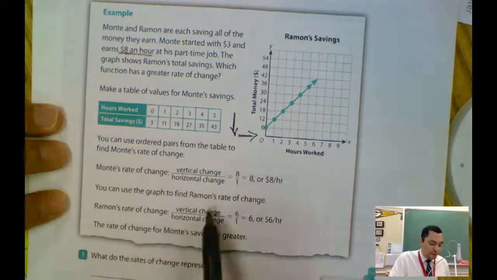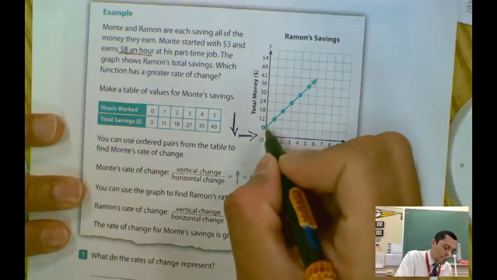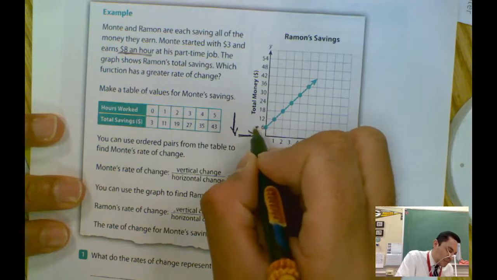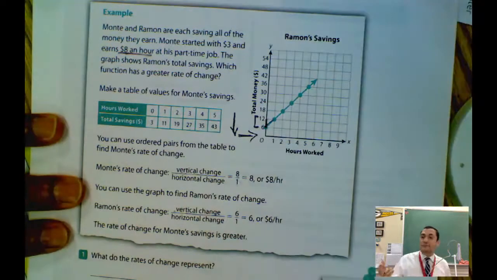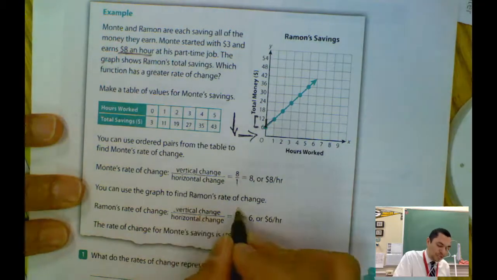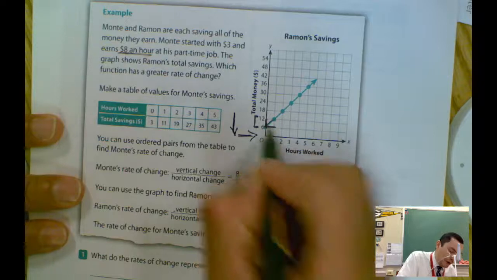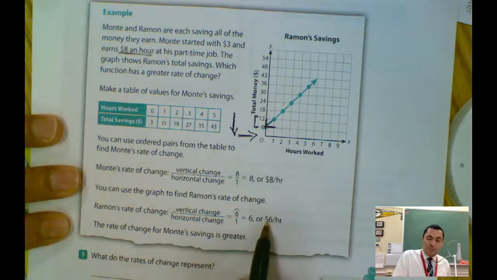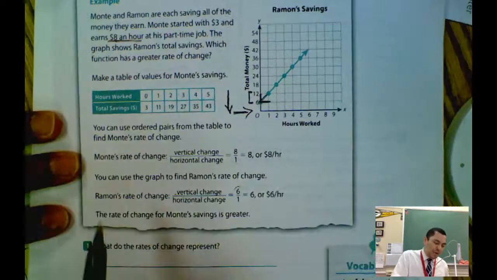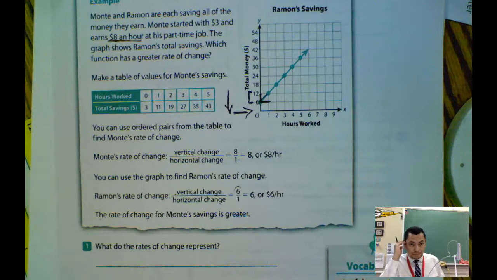Now you can use the graph to find Ramon's rate of change. So this is Ramon's. What is the vertical change? We go from 6 to 12. See this point here? We're going from 6 to 12. What is the difference? It's 6. That's why the vertical change is 6. And the horizontal change is 1. Look at this value. It's running 1. That's the horizontal change, 1. So we have 6 over 1, or $6 per hour. So in this case, the rate of change of Monty's savings is greater. Okay, so let's answer the questions now.